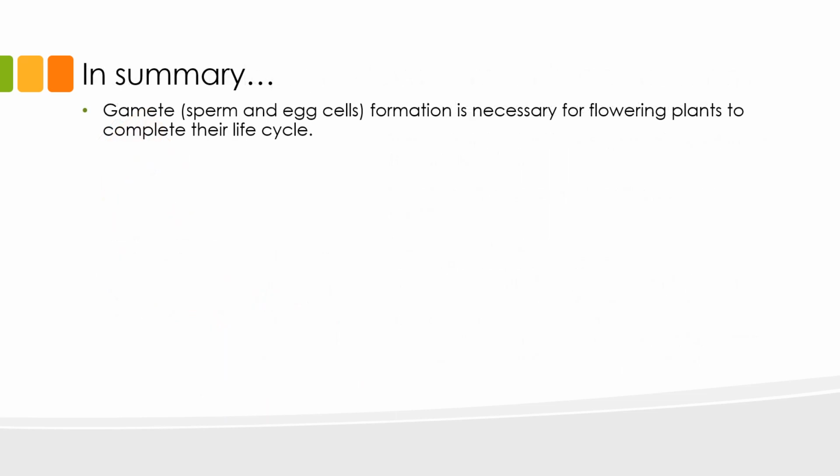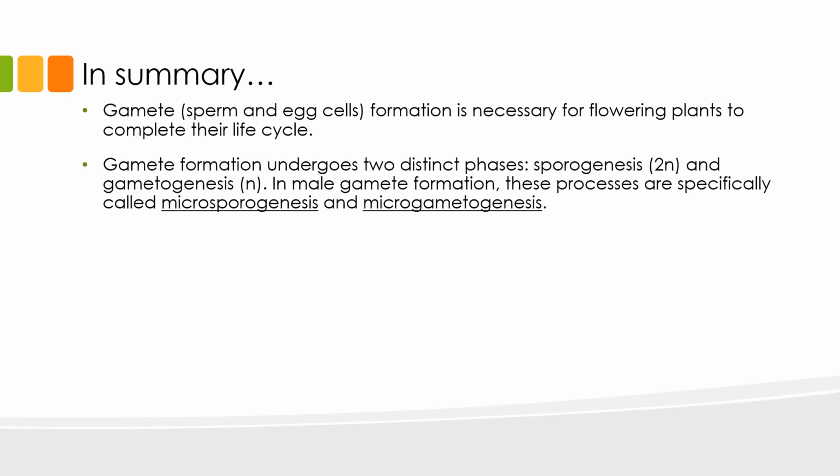To summarize, the sexual reproduction of plants requires the development of gametes in the form of sperm and egg cells. Without the formation of both gametes, the plants will not be able to complete their life cycle. Gamete formation undergoes 2 distinct phases, sporogenesis and gametogenesis. In male gametogenesis, these 2 processes are specifically referred to as microsporogenesis and microgametogenesis in reference to the smaller size of the male gametes or the sperm compared to the egg cell.